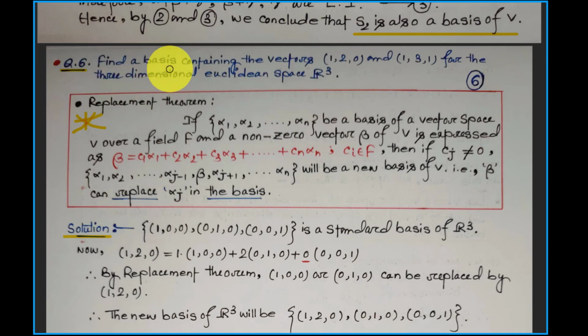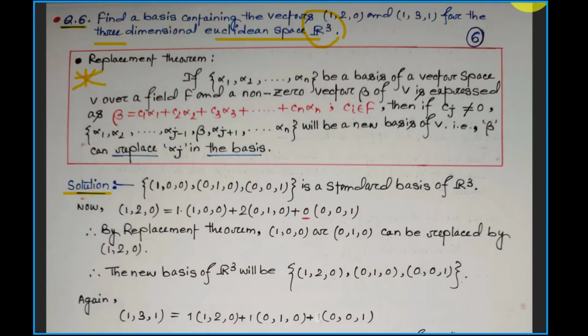Find a basis containing the vectors (1, 2, 0) and (1, 3, 1) for the three-dimensional Euclidean space R3. So here R3 is our vector space. We have to find a basis which contains these two elements. So this is our question. Let us read the replacement theorem.